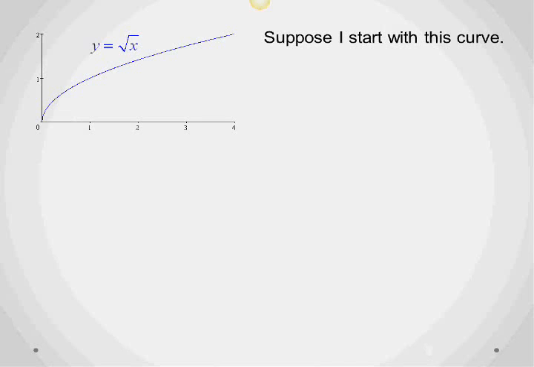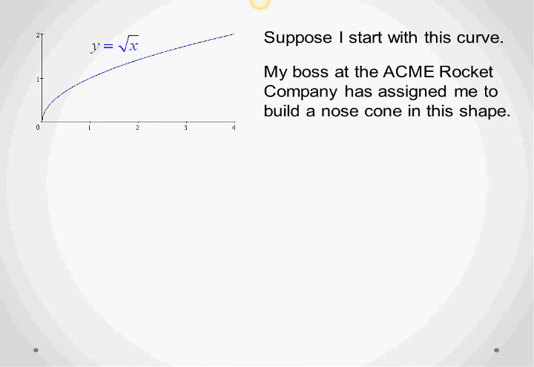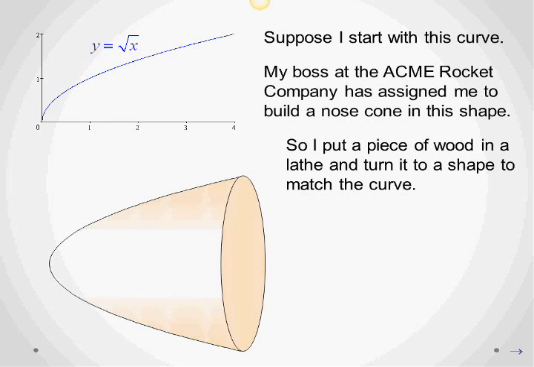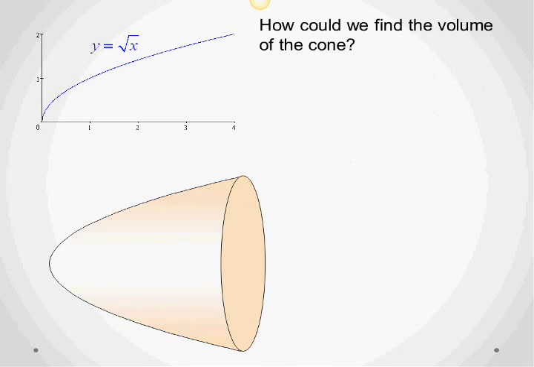Let's talk about another concept. Suppose we start with this curve, and this curve is the square root of x. My boss at the Acme Rocket Company has assigned me to build a nose cone in this shape. So I put a piece of wood in a lathe and turn it to a shape to match the curve. And so you can see that by rotating it around the x-axis, we have made a 3D image. And we're going to try to find the volume of this particular cone.